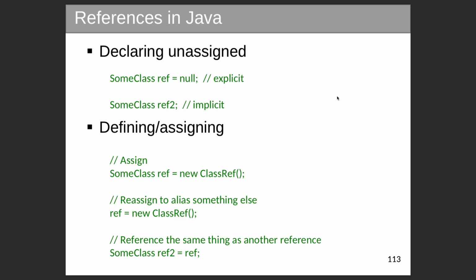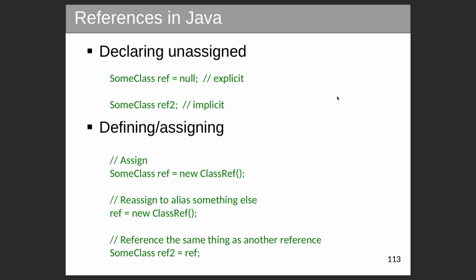So let me show you some examples of what that means. I can declare an unassigned pointer by saying some class ref equals null. So ref is the name of the variable I want to hold the reference, and I've said this has the value null. And null is a special word in Java that just means an unassigned reference. So that's explicitly unassigned. If you write some class ref2 and you don't write anything, then it's implicitly going to point to null.